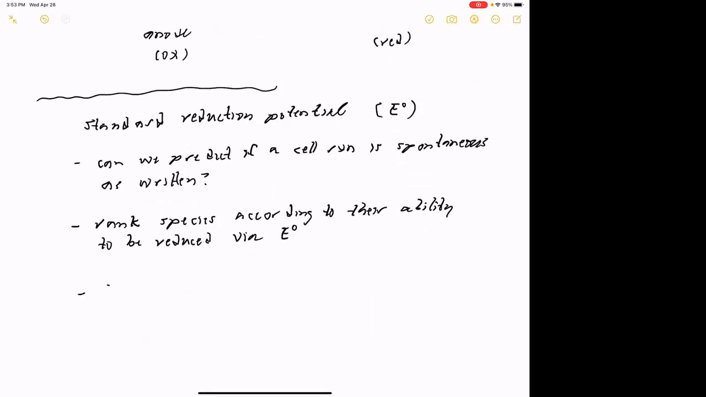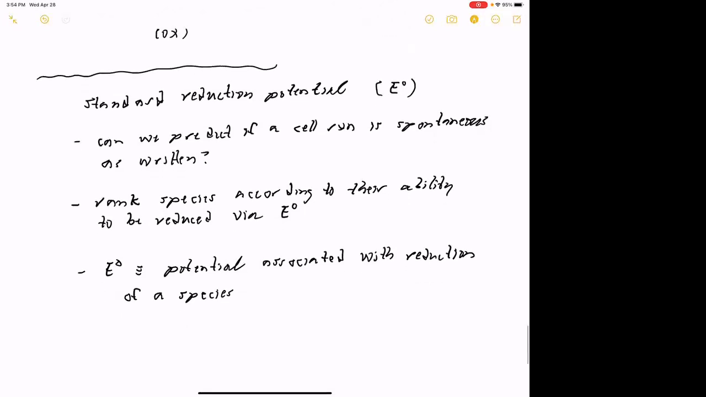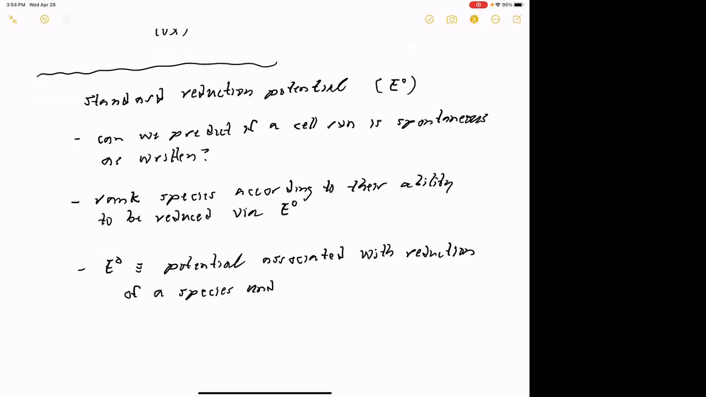How would we define it? Well, we said it's a standard reduction potential. So it's the potential, which is a voltage, right? Which is just a potential energy associated with reduction of a species under standard thermodynamic conditions. That's what the naught sign tells us.